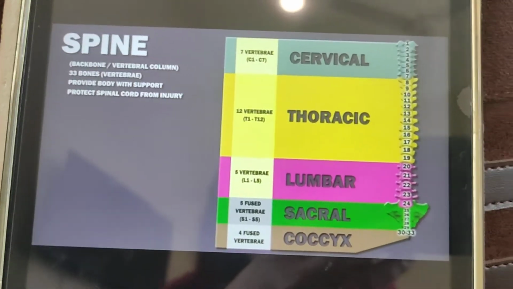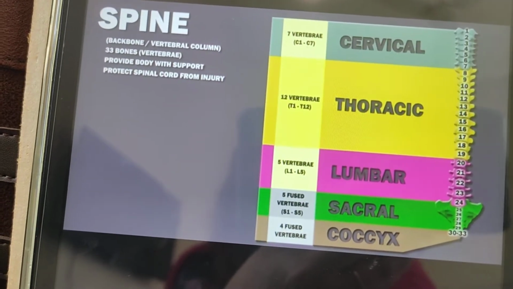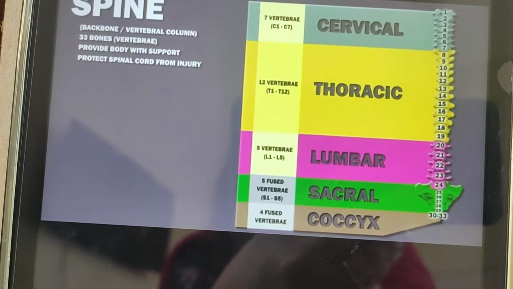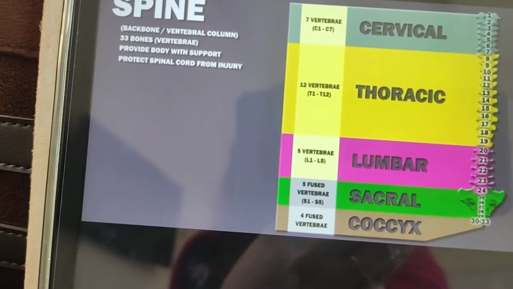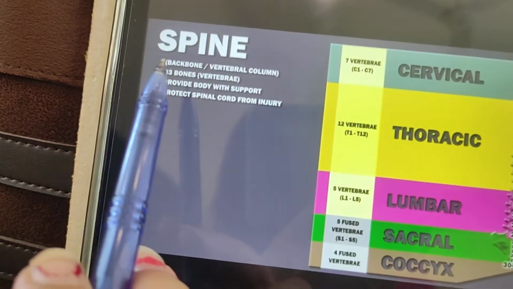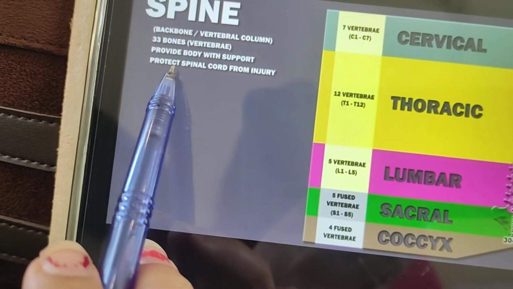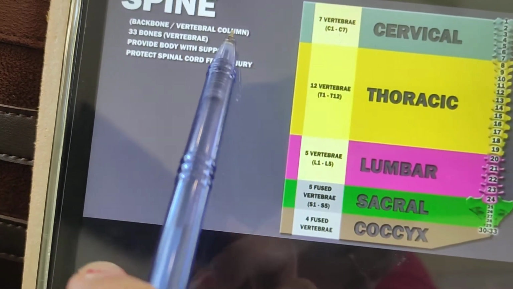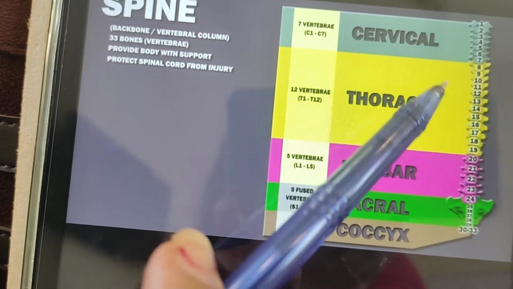So, the spine is formed by the different vertebrae, which are cervical, thoracic, lumbar, sacral, and coccyx. These vertebrae altogether are a total of 33 bones, which provide body support and protect the spinal cord from injury. The spinal cord passes through the foramens of all these vertebrae.